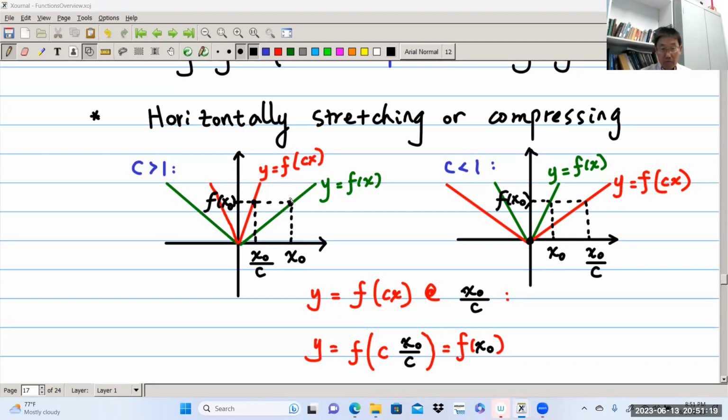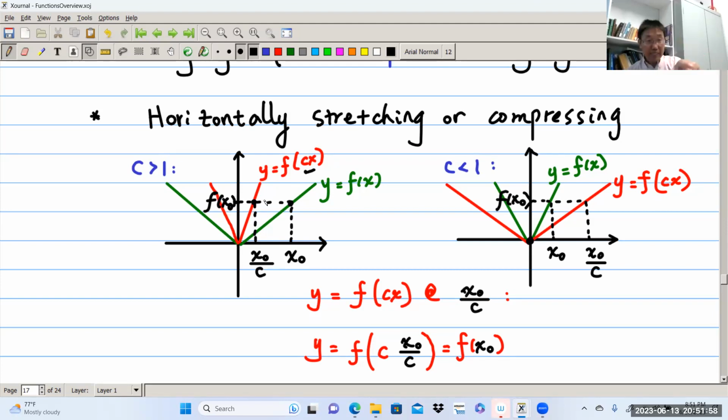So look at these 2 points here. Suppose I supply x naught as the input to f of x. Then I get f of x naught as the output. In order to get f of x naught as the output from f of cx, what x value should I use now? We know f of x naught, right? So this cx should be x naught now, right? So if cx equals x naught, that means x is x naught divided by c. So if c is bigger than 1, suppose x naught is here, then x naught over something bigger than 1, you're getting closer to the y-axis. That's why it's called a horizontal compression.